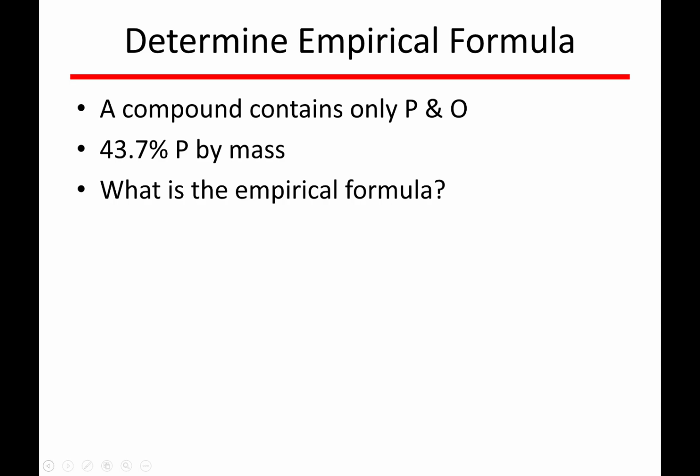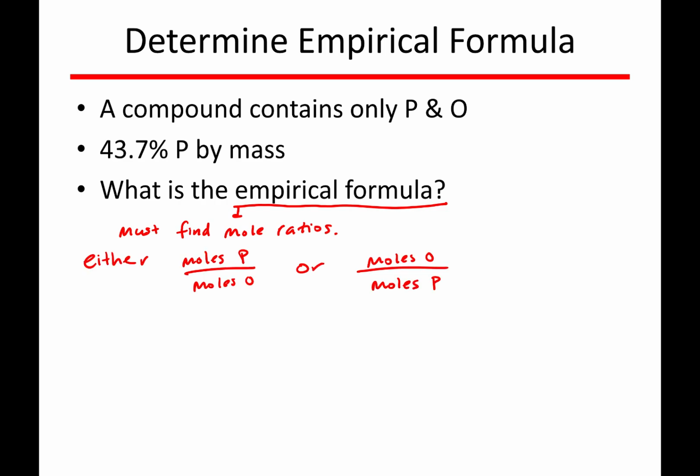I think it's really helpful to begin problems with the goal in mind. Think about what the answer looks like and what type of information you need to solve this problem. In an empirical formula problem, we're going to need to know mole ratios, because I'll remind you again that an empirical formula tells you the simplest whole number mole ratio in the compound. So we must find mole ratios. You can find either the ratio moles of phosphorus over moles of oxygen, or you can find the ratio of moles of oxygen over moles of phosphorus. But that's what we're looking for, a mole ratio here.